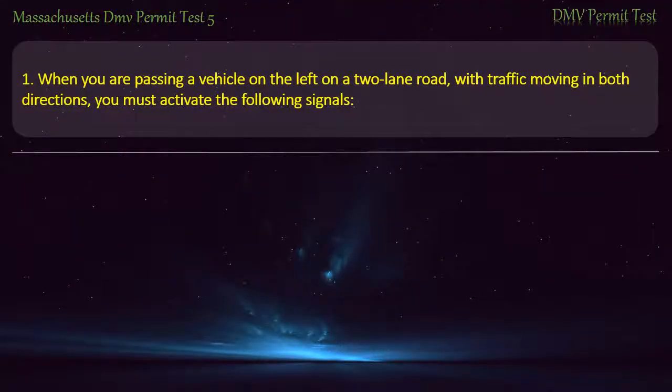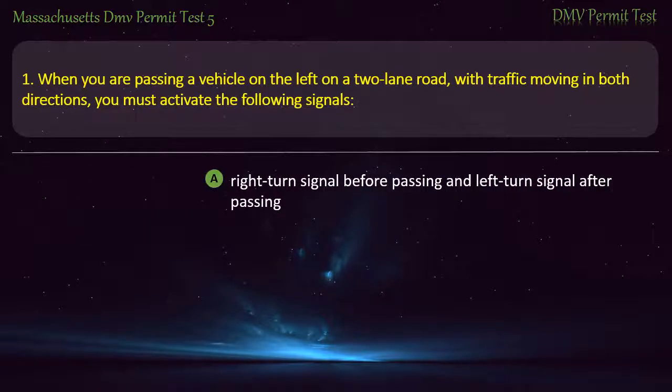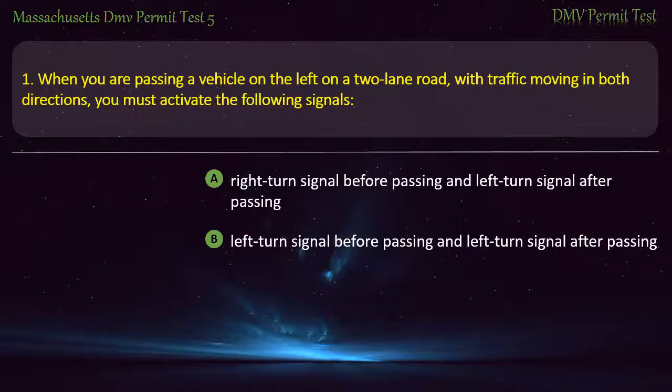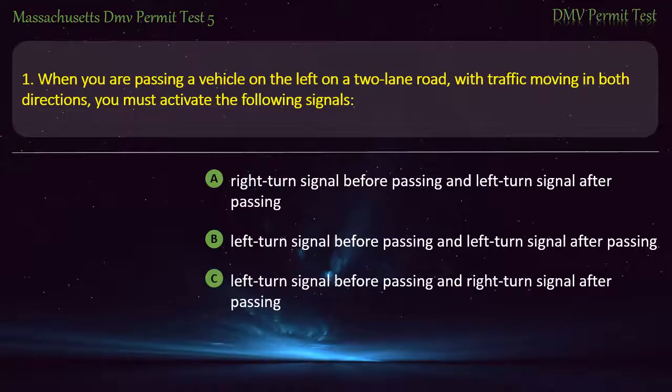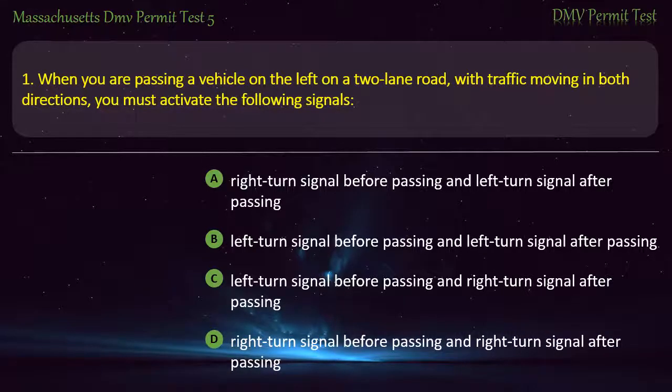Question 1. When you are passing a vehicle on the left on a two-lane road, with traffic moving in both directions, you must activate the following signals. Right turn signal before passing and left turn signal after passing. Left turn signal before passing and left turn signal after passing. Left turn signal before passing and right turn signal after passing. Right turn signal before passing and right turn signal after passing.